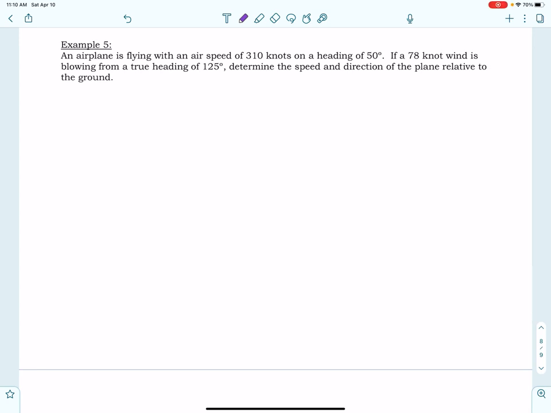All right, pre-cal. This is our last example in 9.3. We're still in our vector unit, still looking at speed and direction. So we have an airplane flying with an airspeed of 310 knots and a heading of 50 degrees. That's a true bearing, not a quadrant bearing.